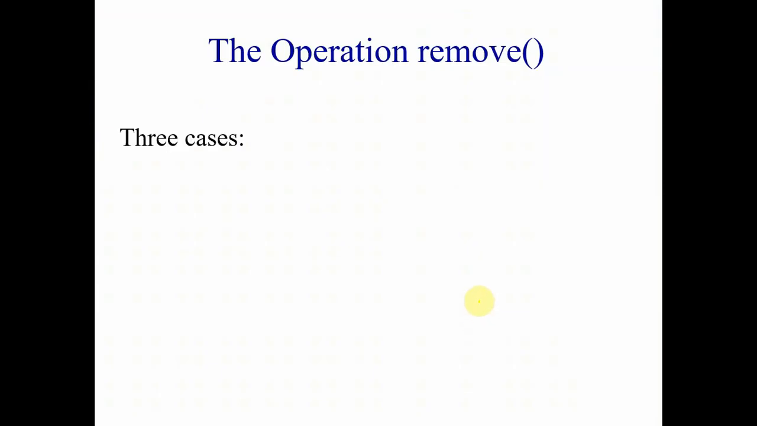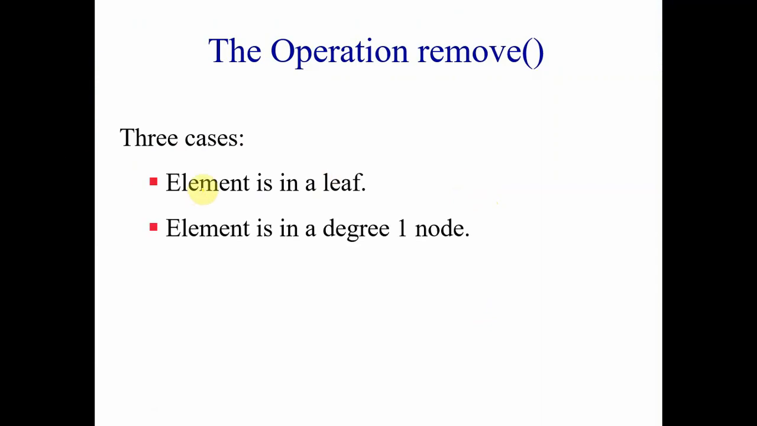So we have to consider the following three cases. One is the element is in a leaf node, which is the simplest case. Then the second case is the element in a degree 1 node. Or the element is in a degree 2 node. Remember what we mean by degree? Degree 1 means that it only has one child. If the element is in a degree 2 node, it means that it has 2 children.